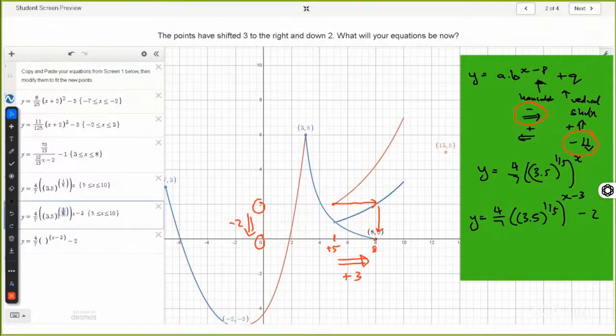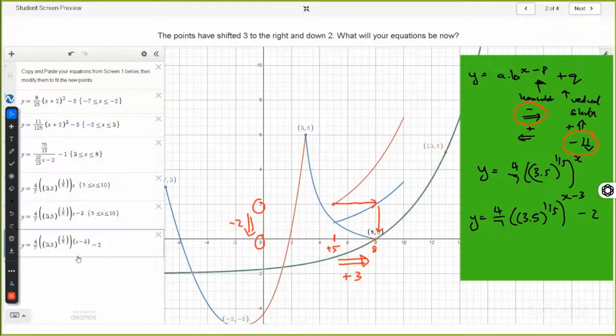Okay. And if you really don't want to retype that, just Control C, Control V, and it looks like it works now. The domain, by the way, starts from 8 and goes to 13.5. So we're going from 8 until 13.5. Okay, and that means 8 less than or equal to x, less than or equal to 13.5 for this one.